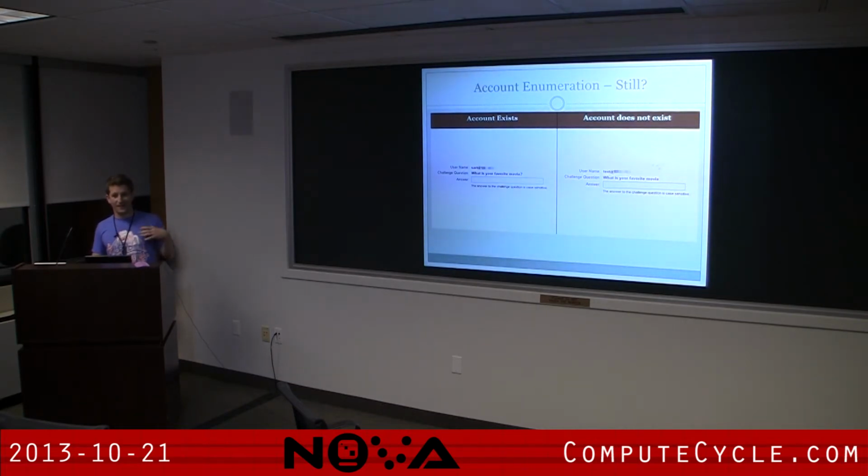So I raised that vulnerability to this particular vendor, and this is how they fixed it. But it's not perfect yet. Can anybody see how I can still infer when the account exists and when the account does not exist? Excellent.